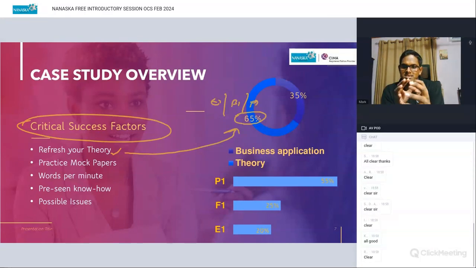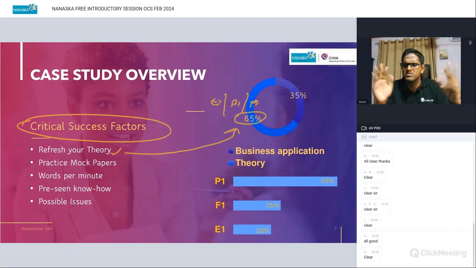You fit the content to the industrial landscape, and then present your answer, giving a superb quality output. So for you to do that, your 70% theory, you've got to be solid with it. The balance 30%, you will automatically get through practice, especially when we do the mock papers.